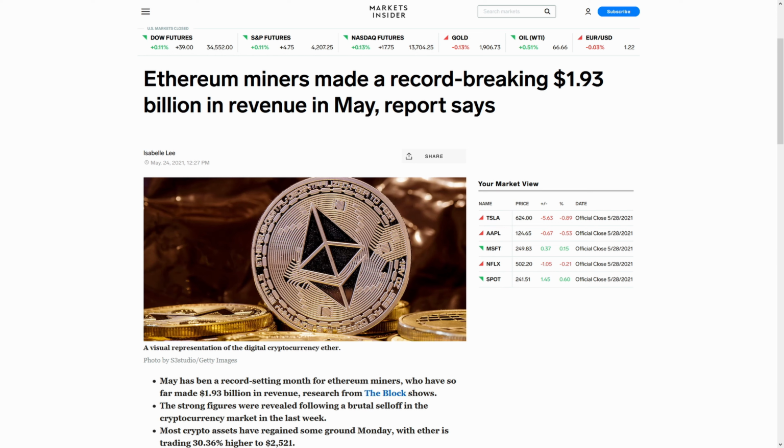To answer your question, yes, a lot of people are making ridiculous amounts of money through mining cryptocurrencies. Ethereum especially has netted nearly $2 billion in revenue simply in the month of May.